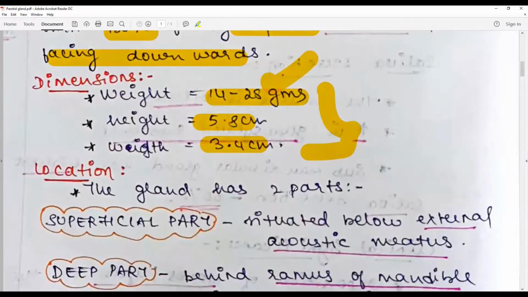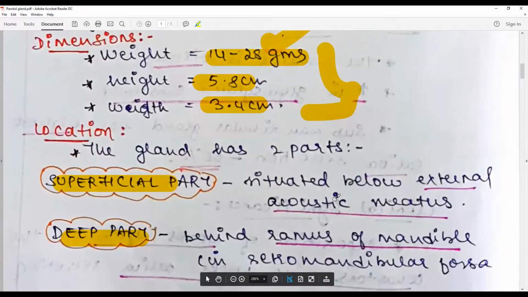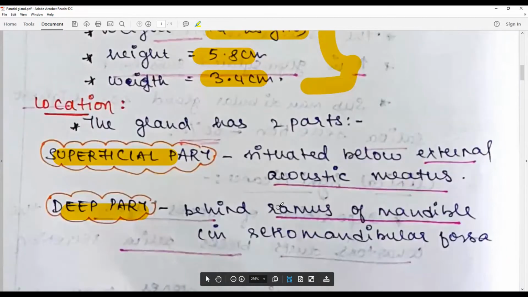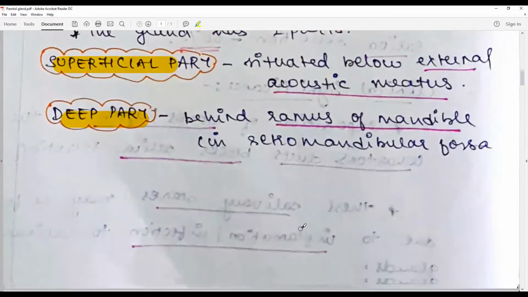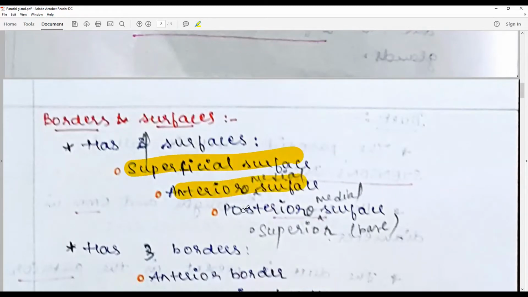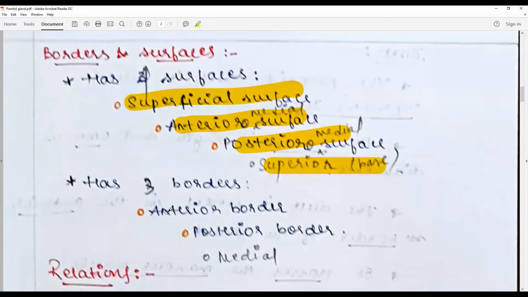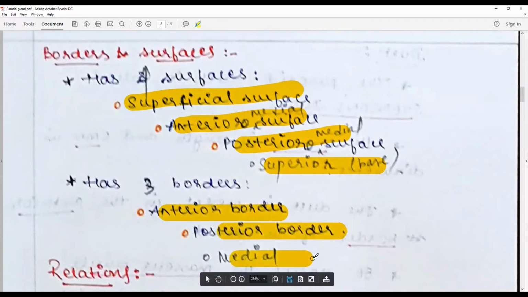Location: the gland has two distinct parts, the superficial part and the deeper part. The superficial part is situated below the external auditory meatus, whereas the deep part is behind the ramus of mandible in the retromandibular fossa. Borders and surfaces: it has four surfaces: the superficial surface, anteromedial surface, posteromedial surface, and the superior surface, which forms the base, with three borders: anterior border, posterior border, and the medial border.